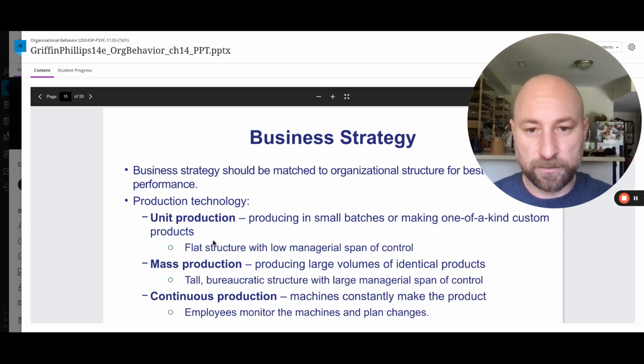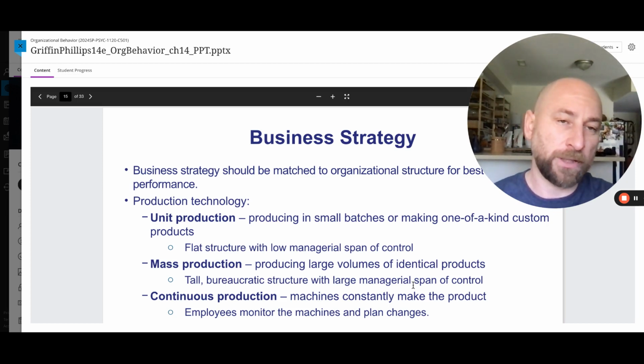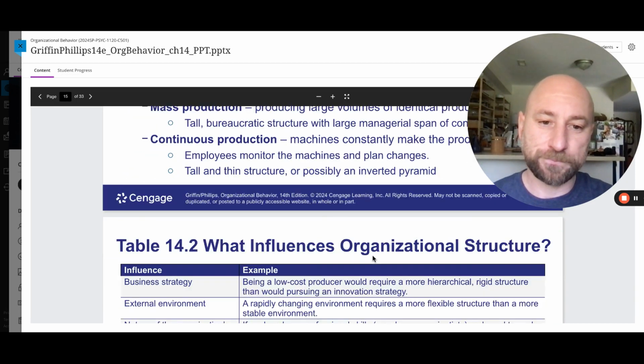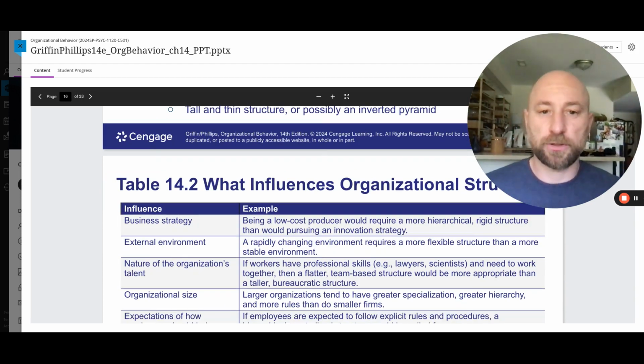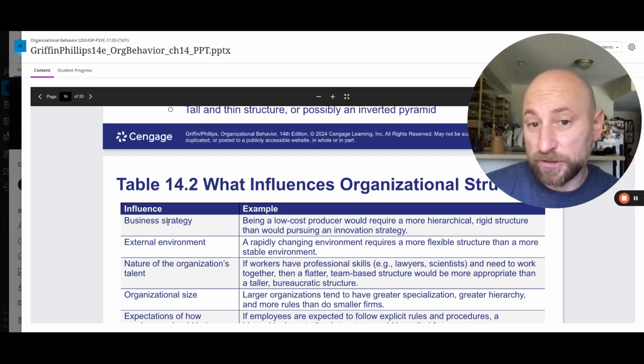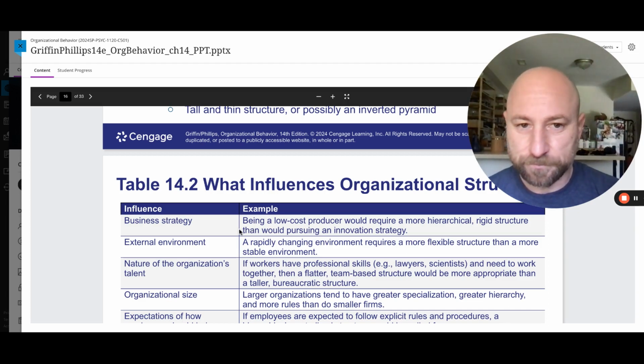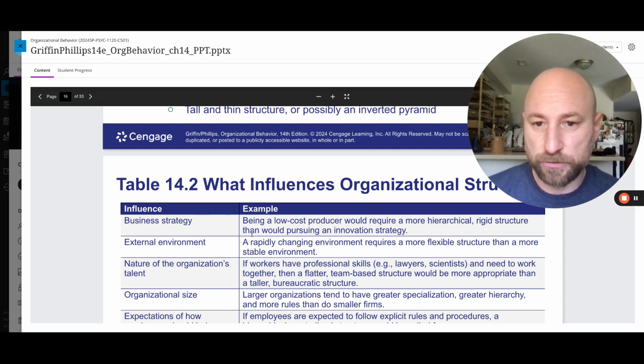So unit production is going to be more compatible with the flat structure, low managerial span of control. Mass production is going to be more compatible with a tall bureaucratic structure. Okay. What influences organizational structure? Being a low-cost producer would require a more hierarchical and rigid structure than would pursuing an innovation strategy. Okay. So that would be an example of how business strategy could influence the organizational structure.